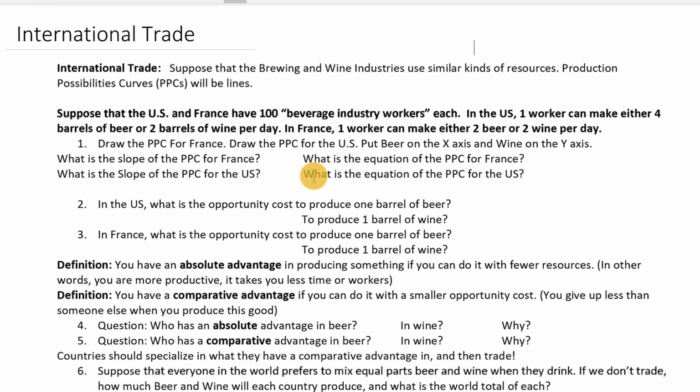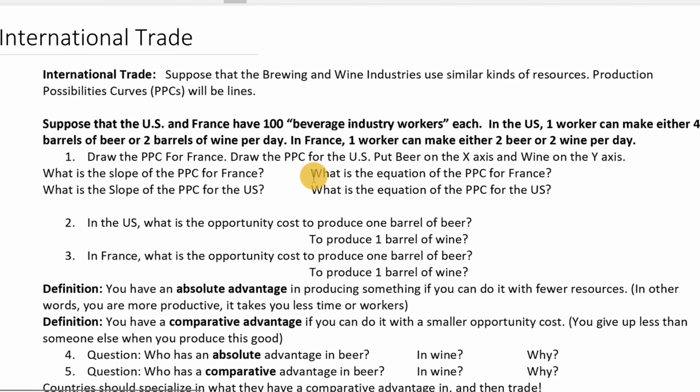In this simple example, let's assume that we're looking at two countries, the United States and France. And the two products we're going to simplify the world down to in this model are producing wine or producing beer. So to try to keep this as simple as we can, let's suppose that both the United States and France have 100 people who work in the beverage industry. The big difference here is, even though they have the same number of workers that are producing these beverages, we're going to assume that their abilities to produce are slightly different.